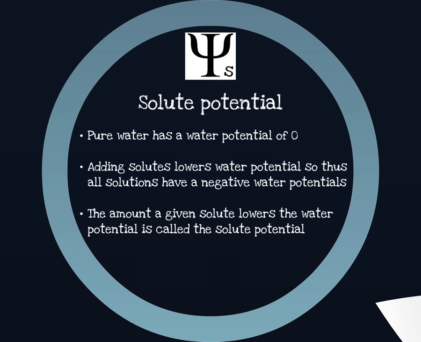So if I add salt to a beaker of water, it'll be a negative solute potential. The more salt I add, the more negative that solute potential, and the water potential will be exactly the same negative value. So in that instance, the water potential and solute potential values are the same.